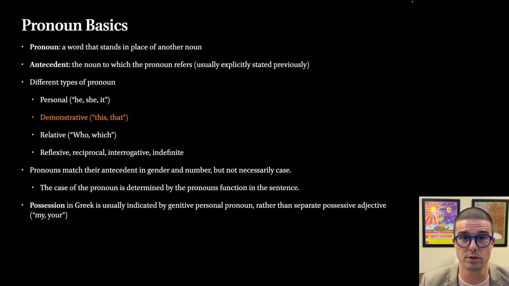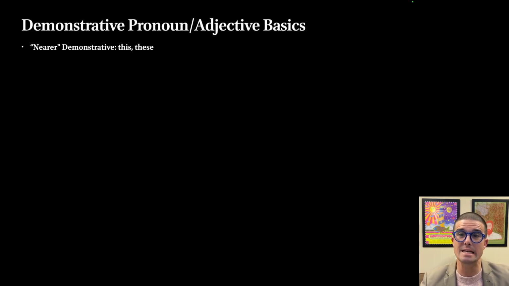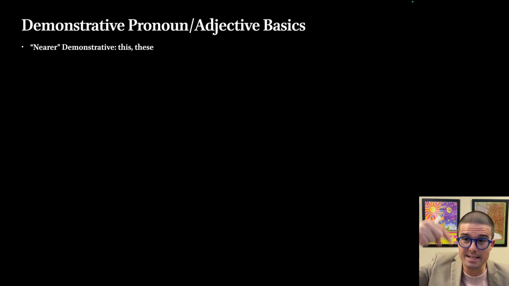There are different types of pronouns. We have already introduced and seen many different personal pronouns, and now we are at demonstrative pronouns. They are demonstrating something or pointing to something in the form of this or that. So the demonstrative pronoun or the demonstrative adjectives, there are two kinds of them. The nearer demonstrative is pointing to something that is closer. This thing, or in the plural, these things here that are nearer to me.